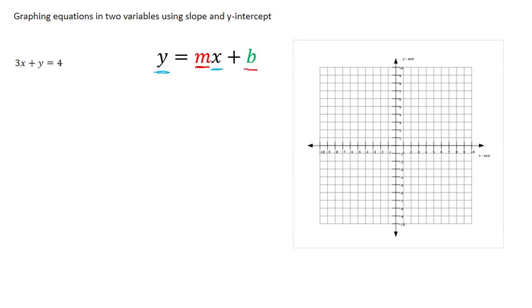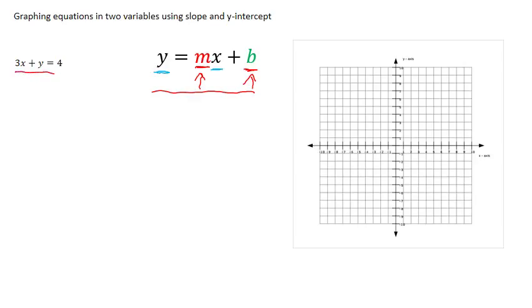And then out here on the extreme right-hand side, we have a plus b, and the b is going to be the value of the y-intercept. So we have the slope, and we have the y-intercept that we can derive from any equation once we've translated that equation into this form.